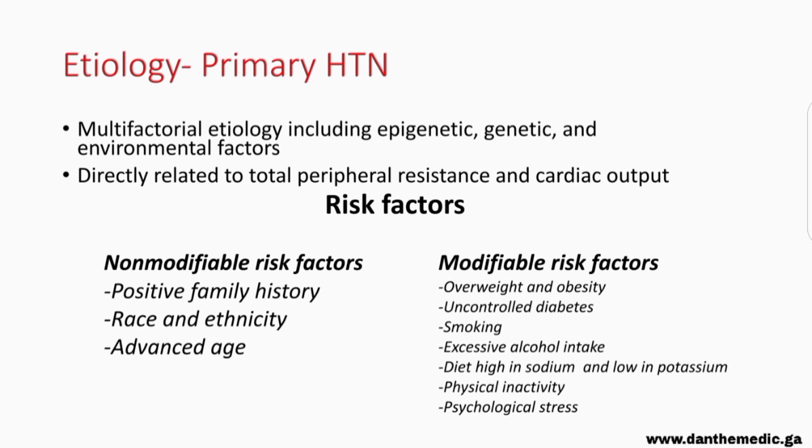So as for the risk factors of primary hypertension, we have the non-modifiable and then we have the modifiable risk factors. As for the non-modifiable risk factors, positive family history, because we can't do anything to change the family history, unfortunately, race and ethnicity, and also advanced age. Then as for the modifiable risk factors, it includes overweight and obesity, uncontrolled diabetes, smoking, excessive alcohol intake, diet high in sodium and low in potassium, physical inactivity, and also psychological stress.